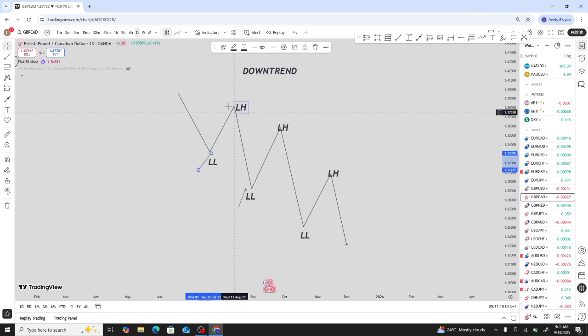and vice versa. Look at this low, it is lower than this previous one here, including the highs. Lower highs, lower low, lower highs and lower low. That is it for the downtrend.